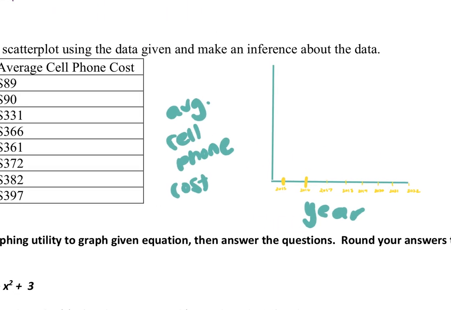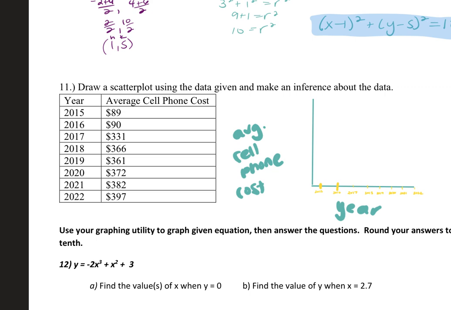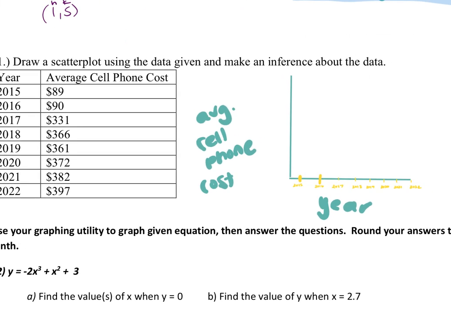And then my y's are my cell phone costs. So it starts at 89, but it ends at like 400. So I'm going to do these by hundreds: 100, 200, 300, 400. So 2015 is 89, 16, 90, just went up a tiny amount. 2017 took a big jump, 331, 360, 366 actually, and then 361, it came down a little bit, and then went up, 372, 382, and 397.